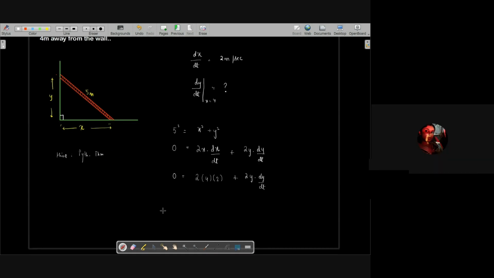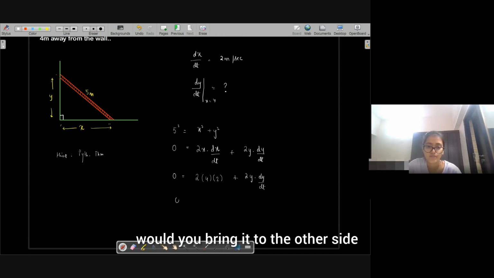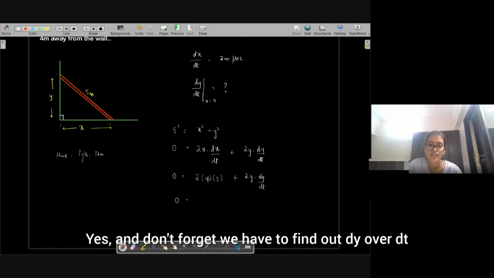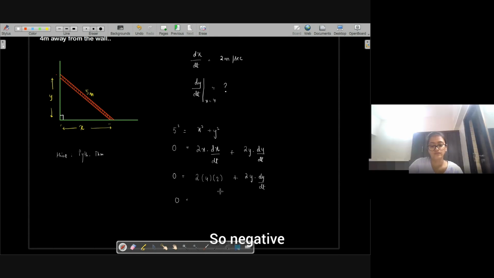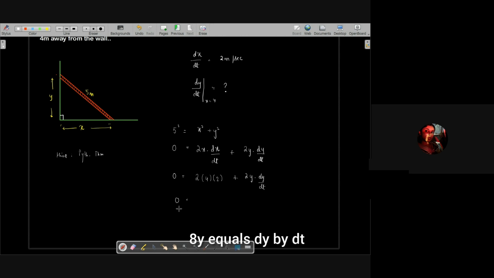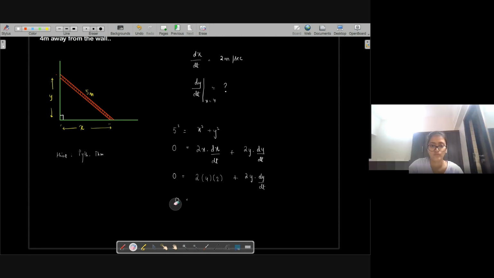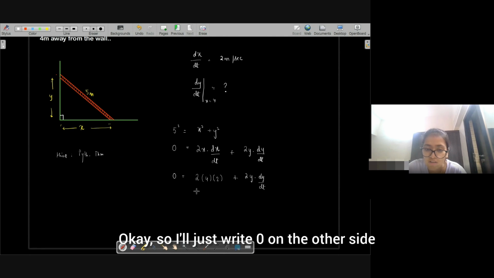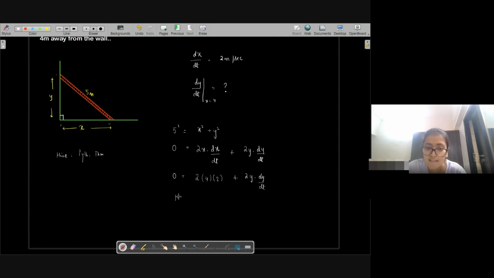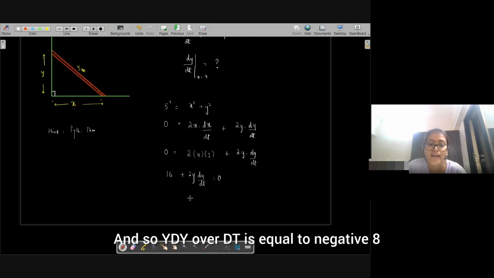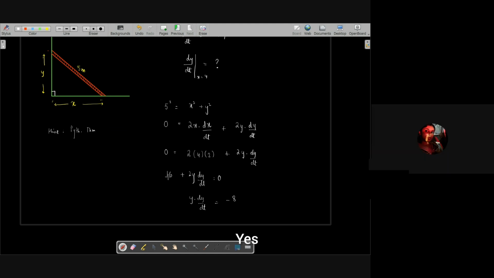Bring the 16 to the other side. And don't forget, we have to find out dy over dt. I'll just write 0 on the other side because that makes me more comfortable. 16 plus 2y dy over dt is equal to 0. And so y dy over dt is equal to negative 8.